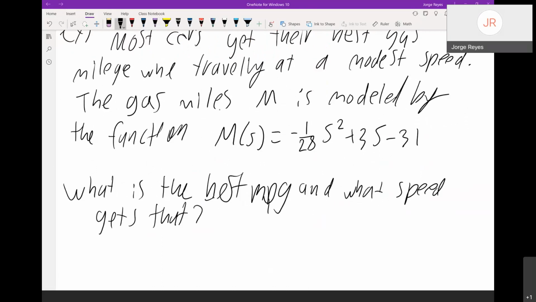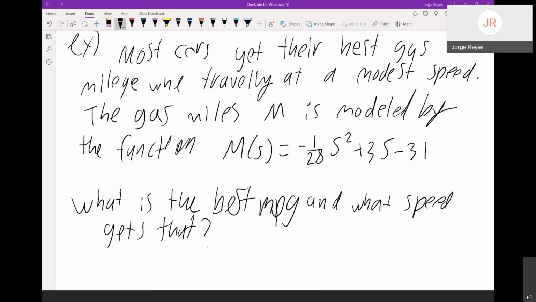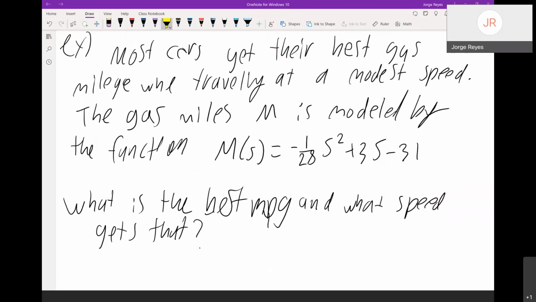Let's go through the word problem again. Modest speed, M modeled by, so we have the parabola. We know this is a quadratic equation, and we're doing gas mileage. First of all, you don't even need to read the word problem, but we're going to find the max.